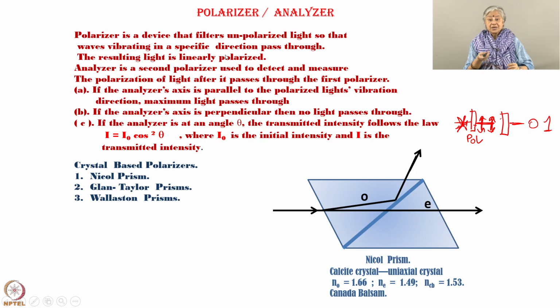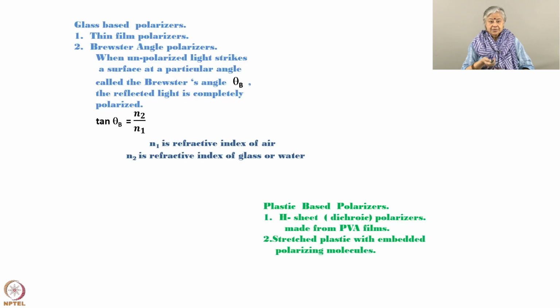But then we have some other kind of polarizers also, which are much cheaper than these, but not as long lasting as the crystal based polarizer. Okay. Before I go to the cheaper ones, which is this plastic based polarizers, I will talk about the glass based polarizers. So, even just plain plate of glass can act like a polarizer. It is sometimes called the thin film polarizer. Or remember Brewster angle polarizer.